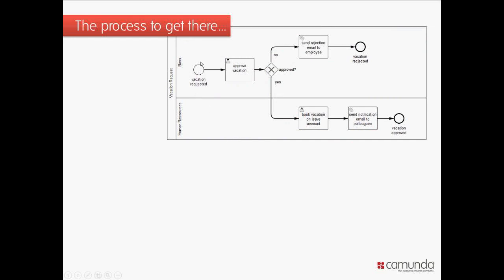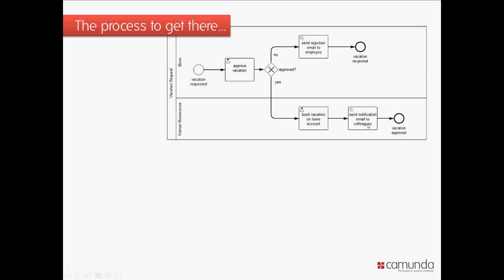So somebody wants to go on vacation. He starts a process. The first thing, we have a so-called user task in our process for the boss or the employee to approve that vacation. If he approves that, it goes to the human resources because somebody has to book basically the days you take on vacation on your leave account.